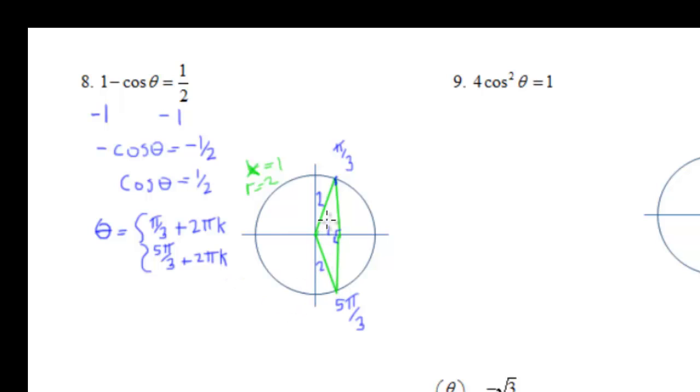So any angle that is coterminal with pi over 3 will solve this equation. And any angle that is coterminal with 5 pi over 3 will solve this equation. So it doesn't matter whether you're at pi over 3 or an extra lap around the circle or another lap or another lap, any of those will solve the equation. Then it would be a good idea to put this equation into Desmos and see how these equations work out that way.